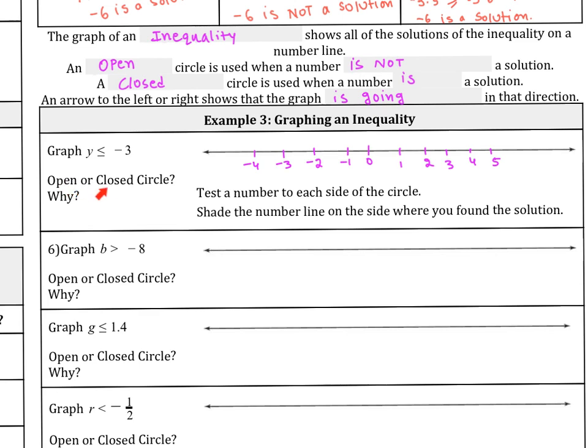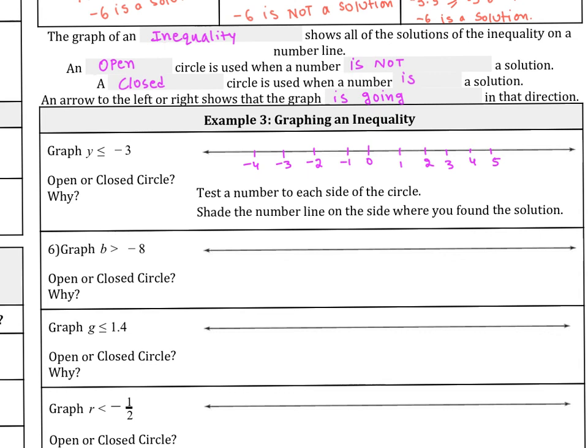Now we are going to use the closed circle or open circle. So when y is less than or equal to negative 3, we are going to use a closed circle. If it is just less than or just greater than, then we are going to use an open circle.